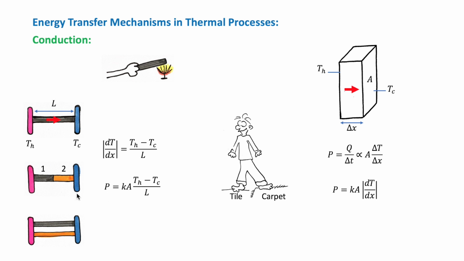So let's say we connect two rods of different materials and the same length in parallel and in series. You can show that the rate of heat transfer is larger when the rods are connected in parallel.